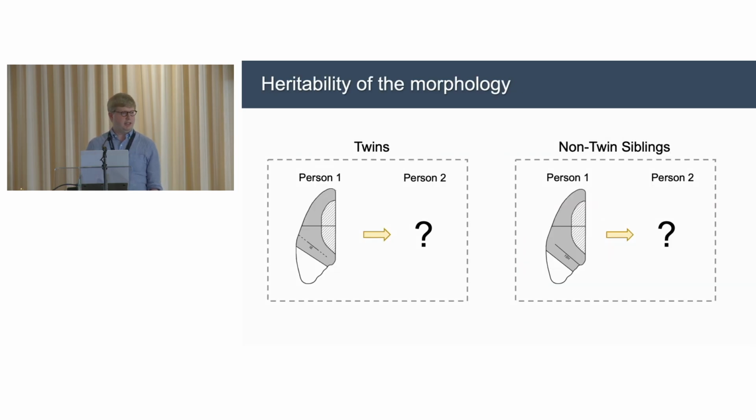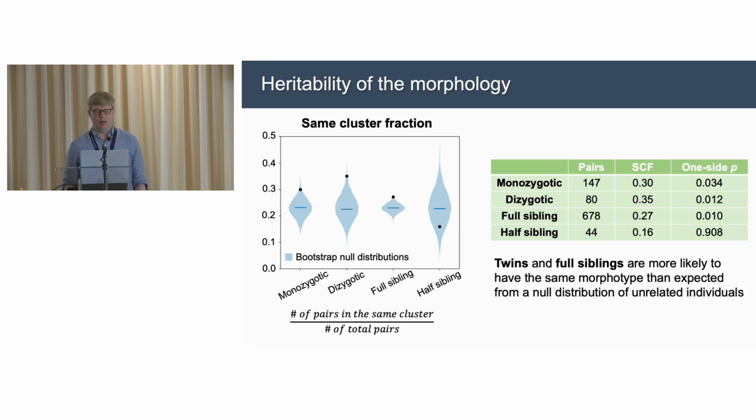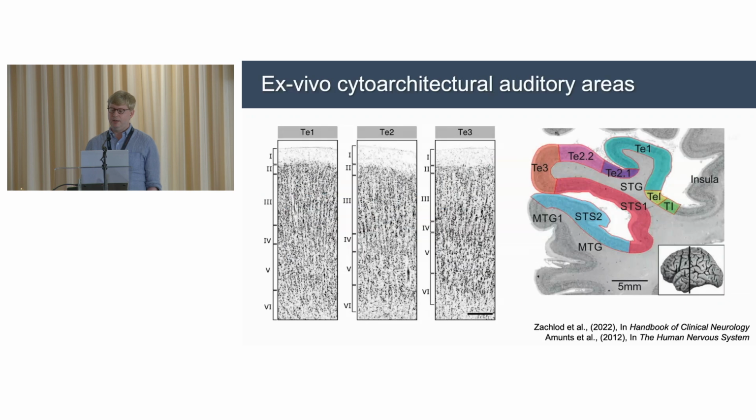The heritability is interesting. If you have a common stem duplication, does your twin have a common stem duplication? Does your brother? It turns out that more likely than chance, two related individuals will share these morphotypes compared to two unrelated individuals. So there's a genetic component here that remains to be identified.